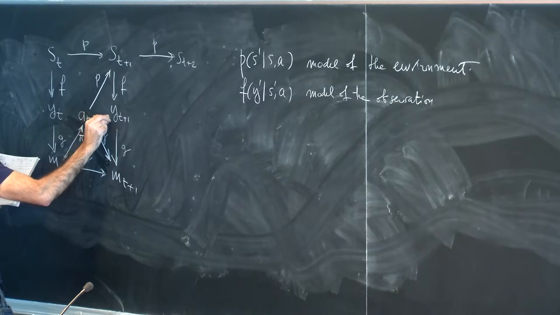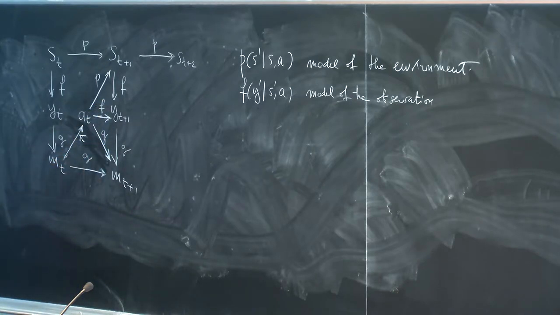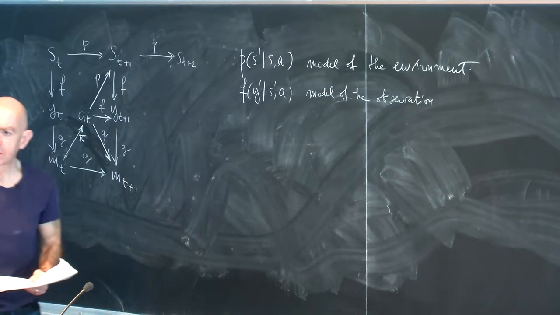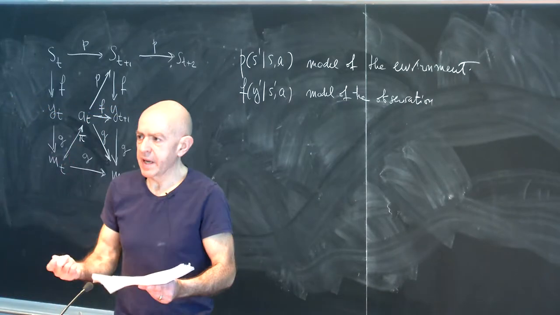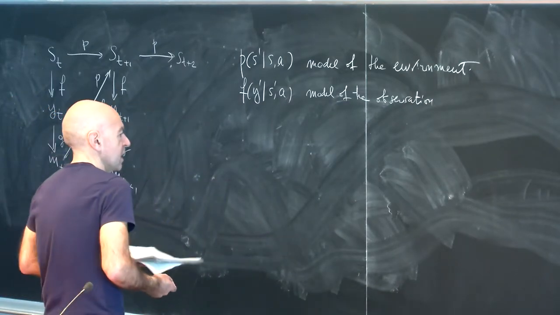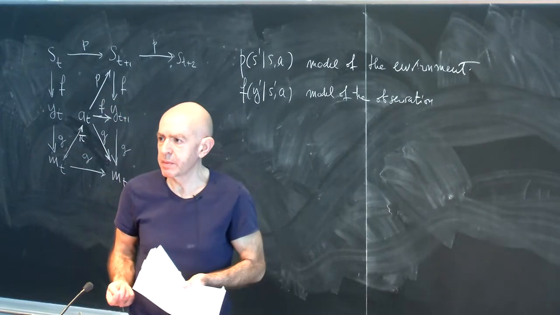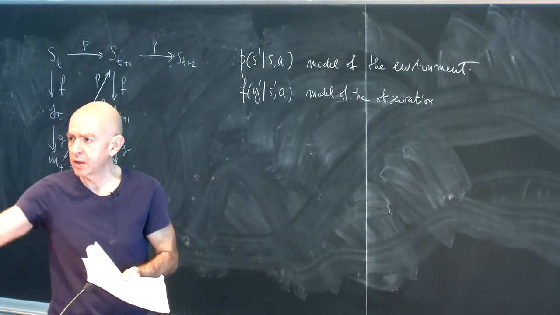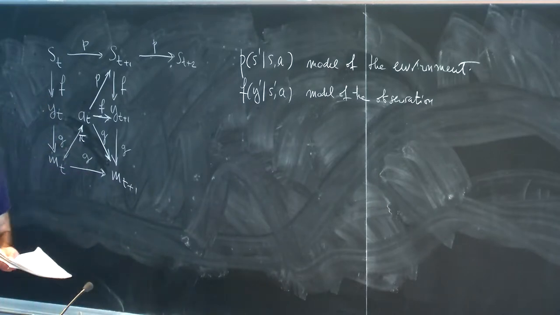Here there is an additional arrow for F, because the action might in general affect the observation. So depending on what you do in your system, this might turn out to give a different observation. If my action is I turn your back to the audience, my observation will be affected by that as well, independently of what the state of the system is. So this allows for more generality.